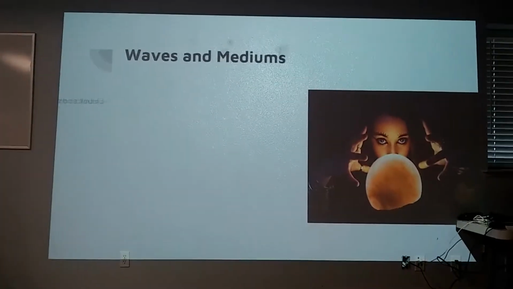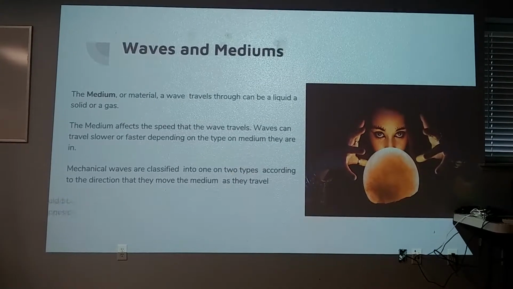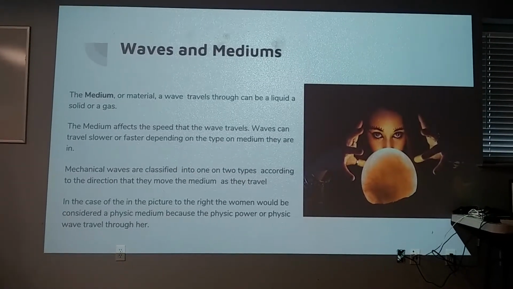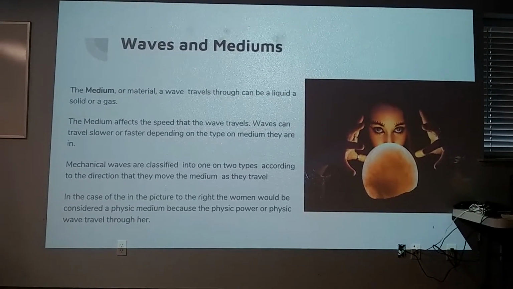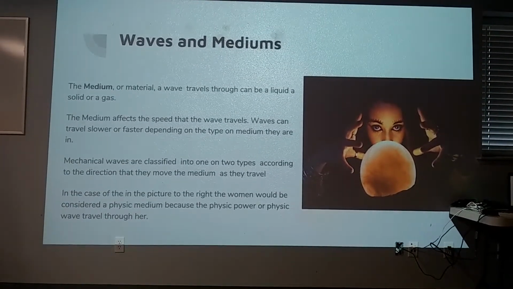Waves and mediums. The medium of a wave is the material the wave travels through. It can be solid, liquid, gas, doesn't matter. The medium affects the wave's speed. Waves travel at different speeds depending on what they're going through. It's going to slow them down or speed them up.